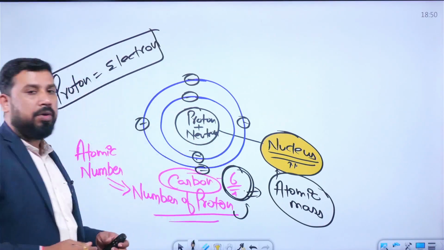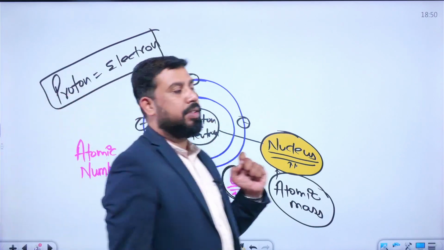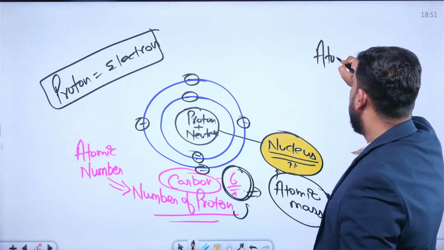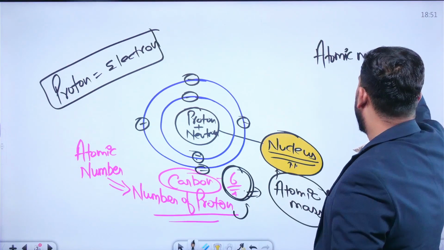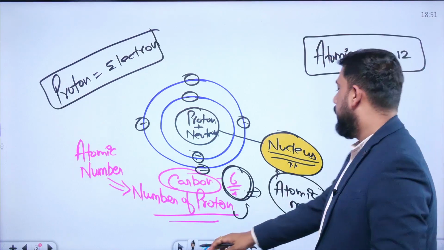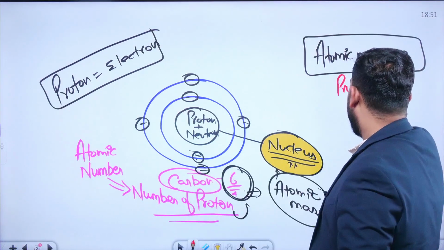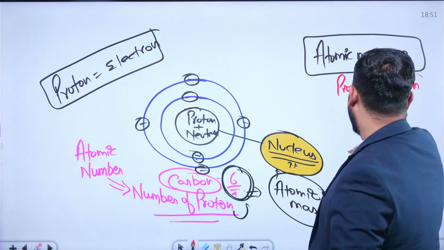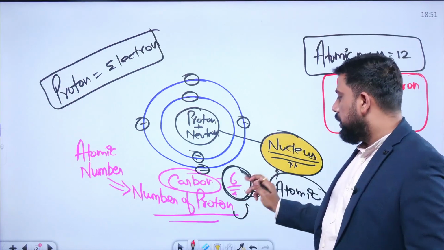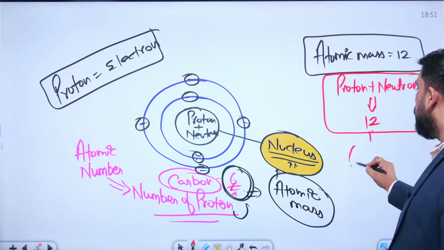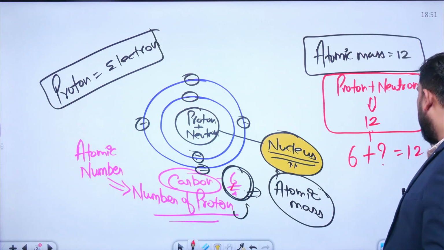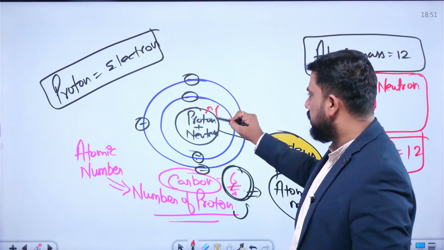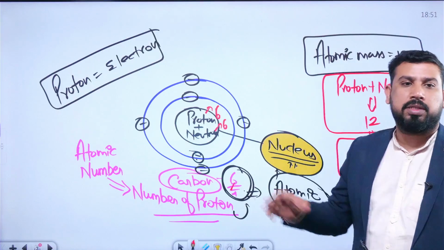When you add the number of protons and neutrons, it becomes the atomic mass. Carbon has an atomic mass of 12. It means that protons and neutrons make this sum equal to 12. As we know, there are 6 protons in it, so we have to add 6 plus something to make it 12. That something is also 6. That's why we can claim that protons are 6 and neutrons are also 6, so this equals 12.